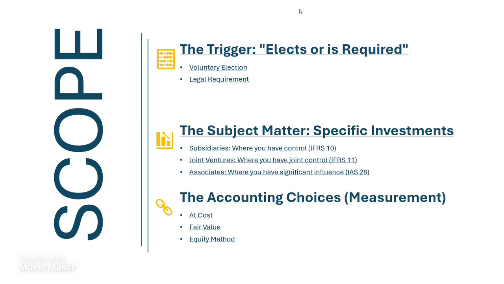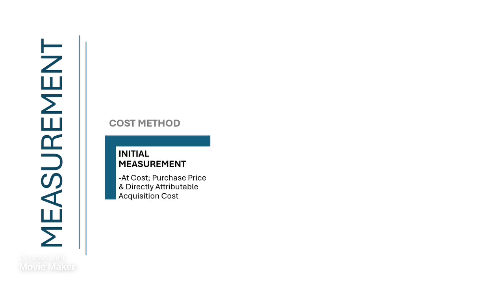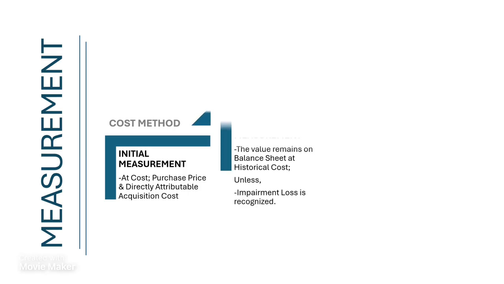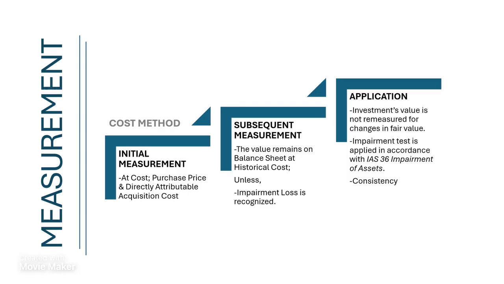The first one is the cost method. For the cost method, the initial measurement is at cost, which includes the purchase price and all the directly attributable acquisition costs. Subsequently, the investment is measured at historical cost and remains the same on the balance sheet unless there is an impairment loss. Investment value is not remeasured as is done in the fair value method, and an impairment test is applied in accordance with IAS 36. And if you have measured your investment in any of the subsidiaries, joint ventures or associates at cost, then consistency should be adopted.